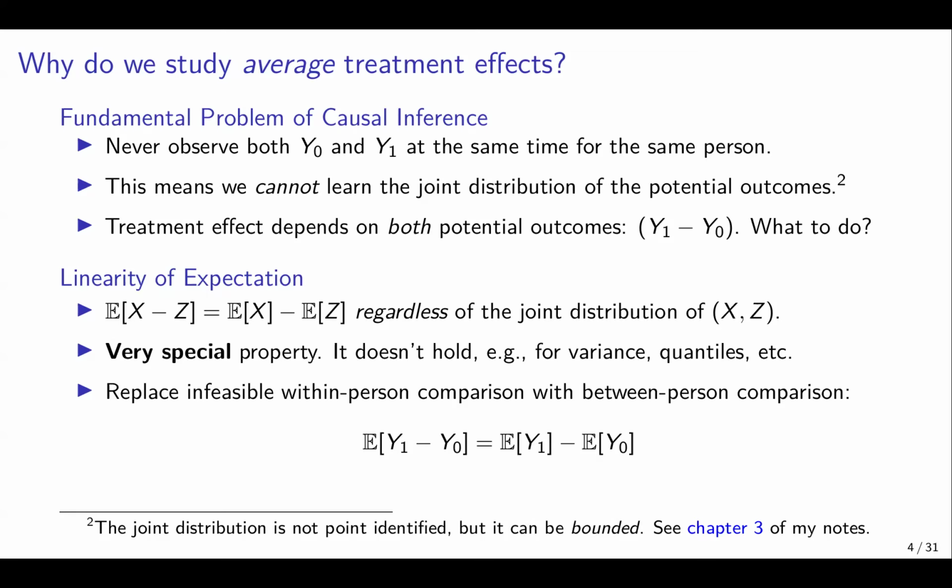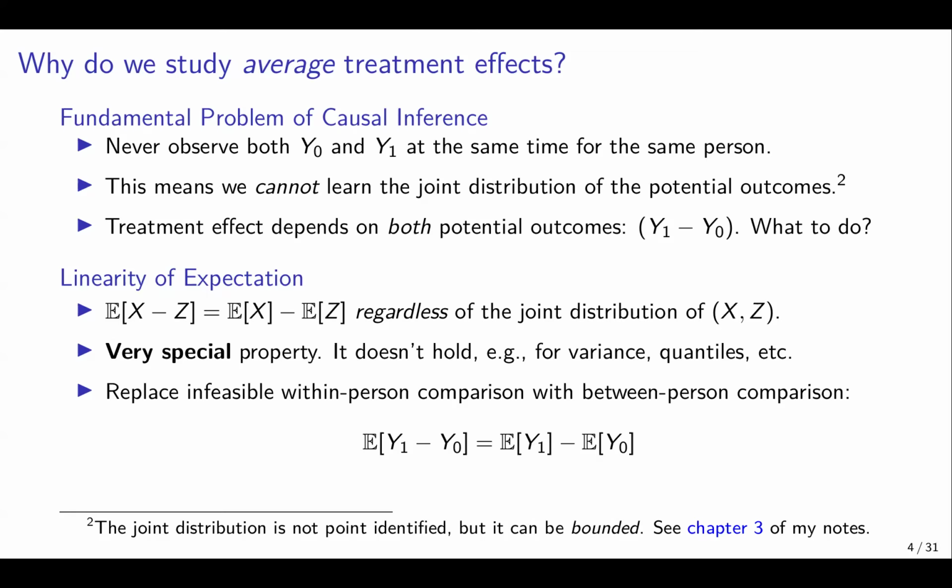And this property says that the expectation of a difference of two random variables is always equal to the difference of their expectations. And this is completely irrespective of the joint distribution of those two random variables. So it doesn't matter if they're correlated, it doesn't matter if they're uncorrelated, it doesn't matter if they're dependent in some exotic, highly nonlinear way. We can always find the expectation of a difference by taking the difference of the expectations. And this is what makes it possible for us to do meaningful causal inference. It's the reason why average effects are something that we tend to focus on.